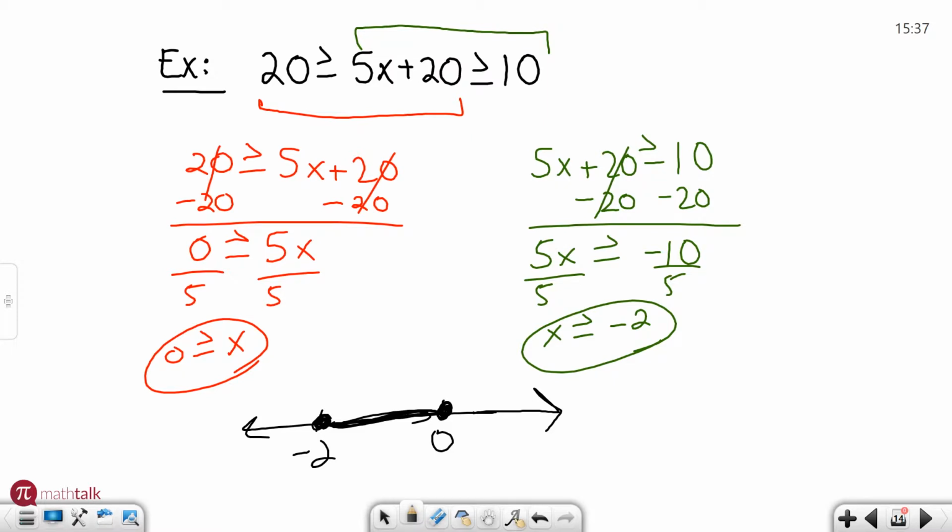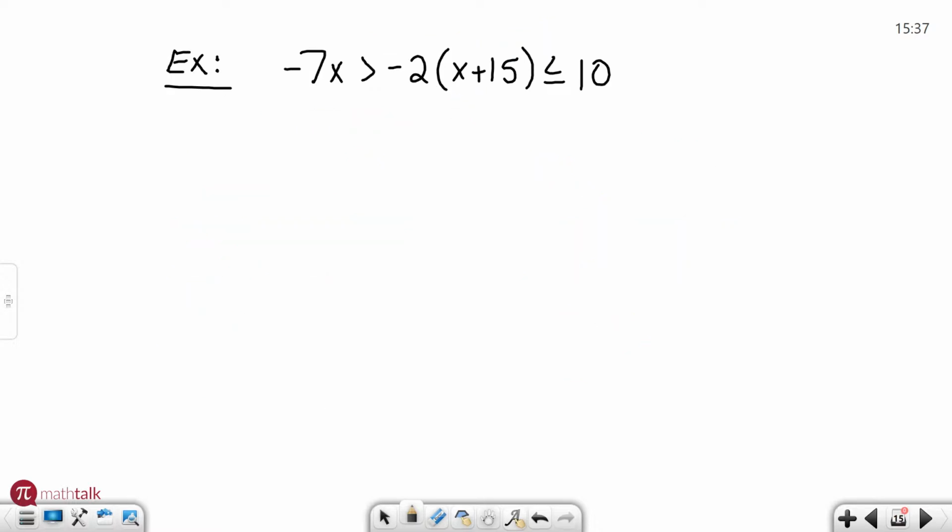So let's look at one more example and how you can separate them and combine your answer into one inequality graph. Okay, so negative 7x is greater than negative 2 times the quantity x plus 15, which is less than or equal to 10. So let's separate this out a little bit.